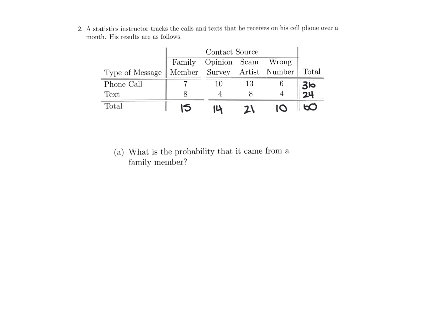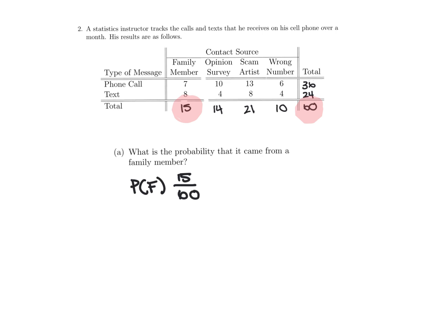The first question we need to answer is, what is the probability that it came from a family member? We are looking to find the total amount of calls from family members. So we are going to divide the total messages from family members by the total of messages. We're going to set this up as P of F. We get 15 over 60.